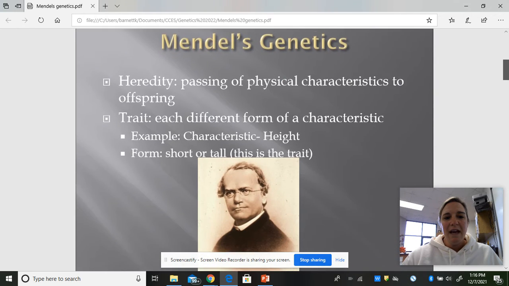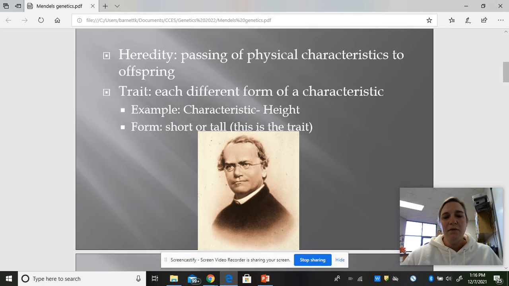And so Mendel's genetics, this is Gregor Mendel. We've talked about him before. He is considered the father of genetics. And we talked about him when we learned about chromosomes and DNA. And he has some really important background as far as our understanding of genetics and DNA in general.